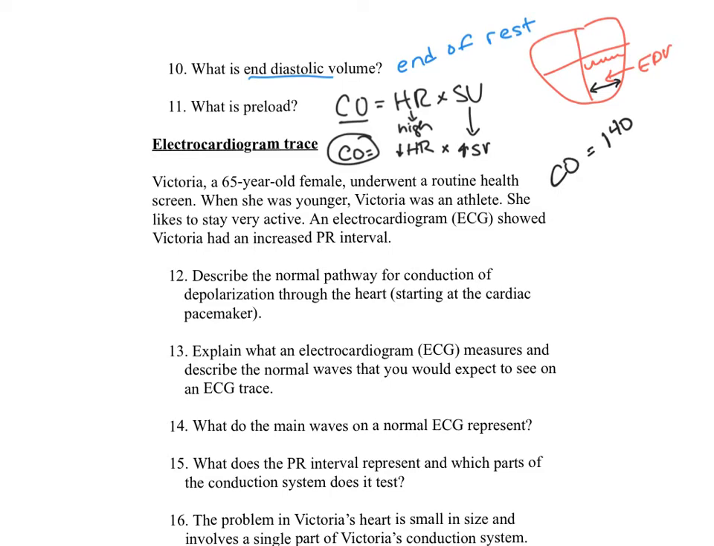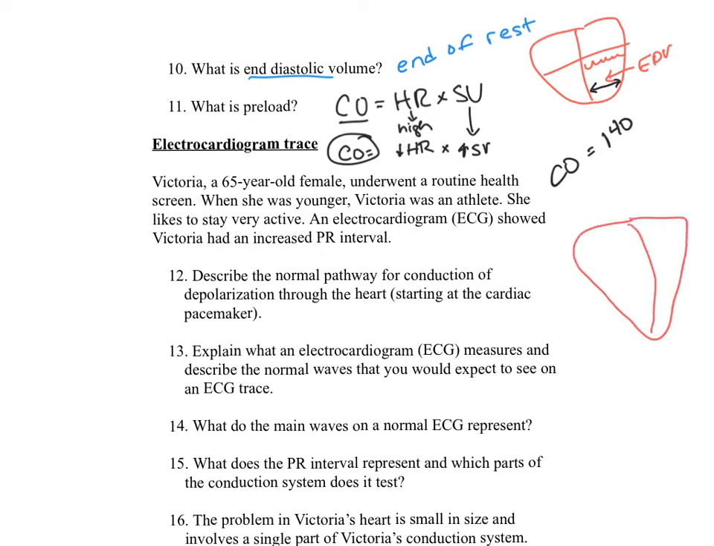The next case study we have is the electrocardiogram trace. This case study is on Victoria, a 65-year-old female. She underwent a routine health screen. When she was younger, she was an athlete. She likes to stay very active, and ECG showed she had an increased PR interval. So the first question is, describe the normal pathway for conduction of depolarization through the heart.